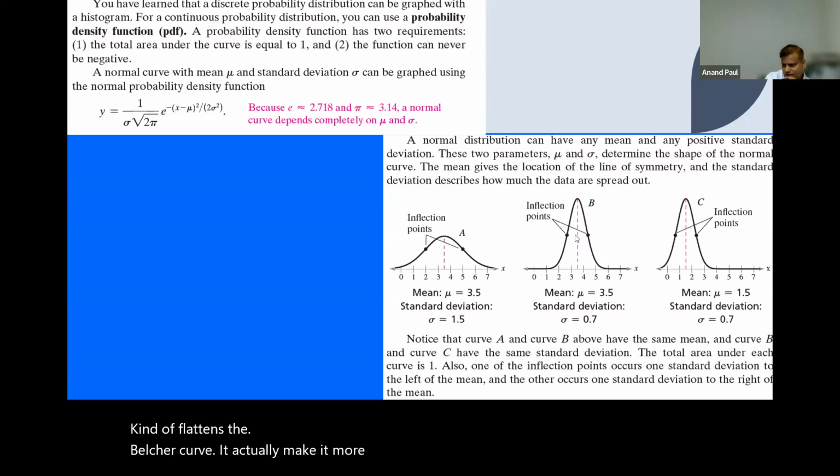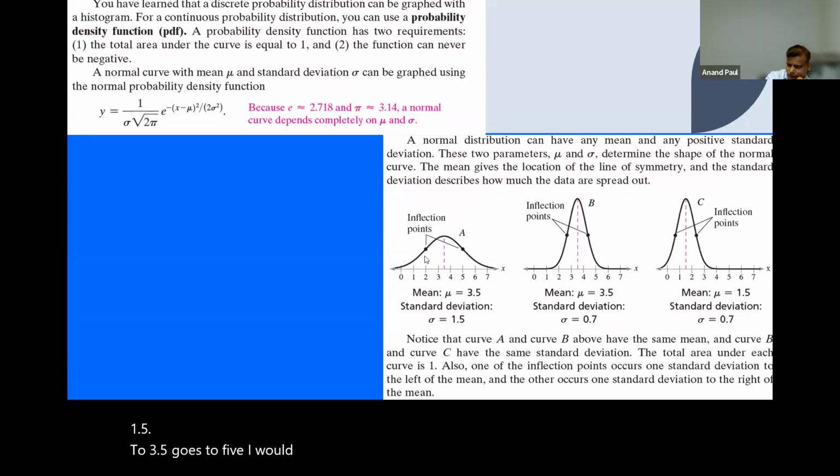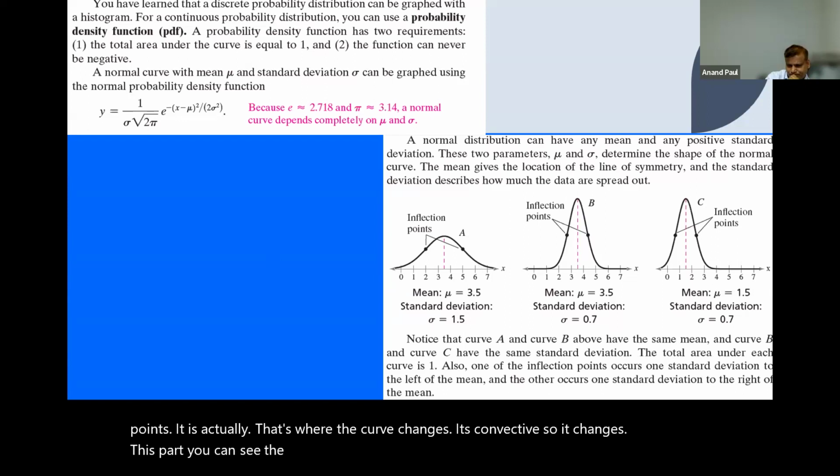So as you can see, one standard deviation takes you to around 2 on the left side and 5 on the right side, because 3.5 is the mean. When you add 1.5 to 3.5, it goes to 5, and when you subtract 1.5 from 3.5, it goes to 2. So these are the two inflection points. That's where the curve changes its concavity. You can see the inflection happens at this standard deviation.